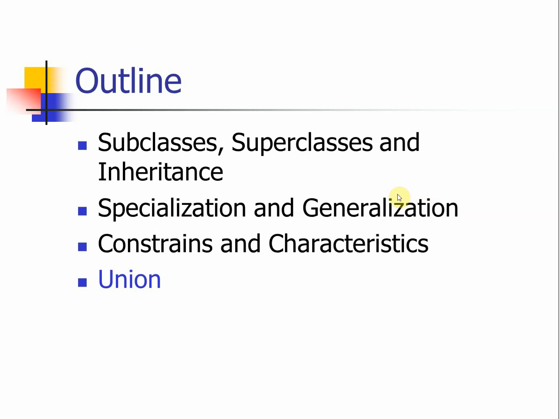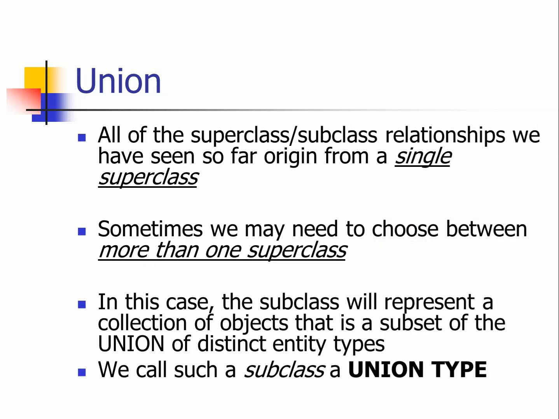The second difference between EER diagram and ER diagram is the union. So let's take a look at what a union is. All of the superclass-subclass relationships we have seen so far originated from a single superclass. However, sometimes we may need to choose between several superclasses, and you choose only one of them. In other words, it's not multiple inheritance anymore.